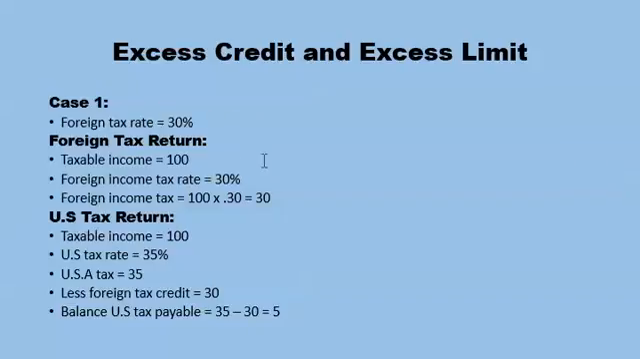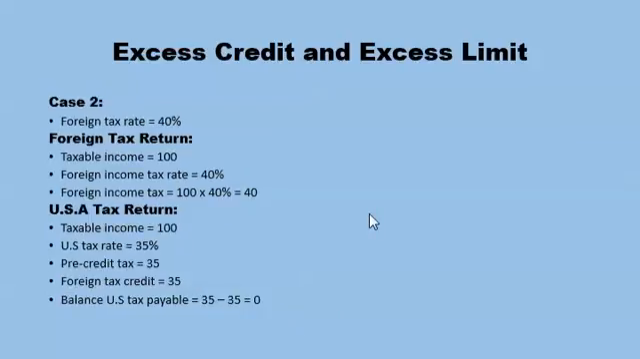This is how foreign tax return would look. Taxable income is 100, foreign income tax rate is 30%. Foreign income tax would be 100 times 30% equals 30. US tax return would look like this. Taxable income is 100, US tax rate is 35%, US tax would be 35, less foreign tax credit, which is $30. So balance US tax payable would be 35 minus 30 equals 5.